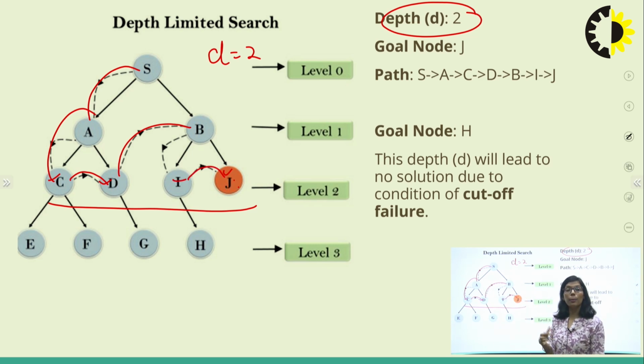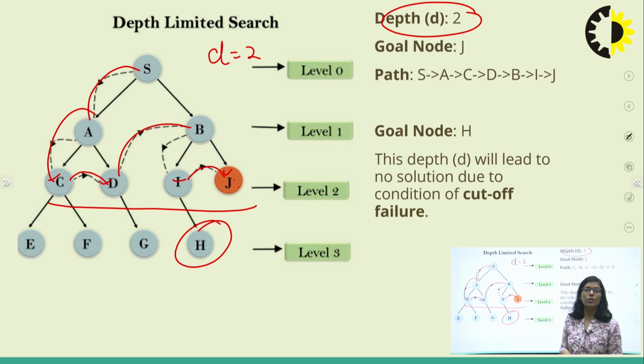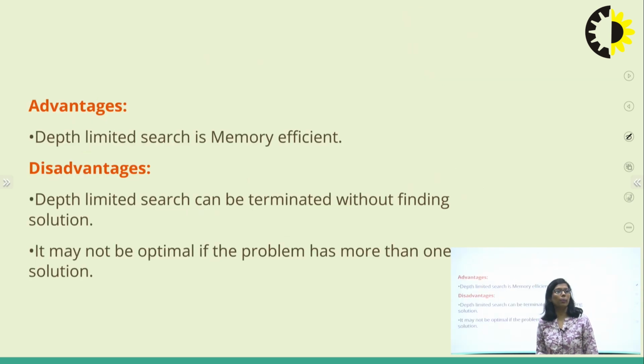Okay. But suppose your goal node is H. If your goal node is H, then using your depth limited search, you won't be able to find the path to that goal node H. Why? Because your depth has been limited to this level. The algorithm won't search beyond this level. So it is the disadvantage of your depth limited search.